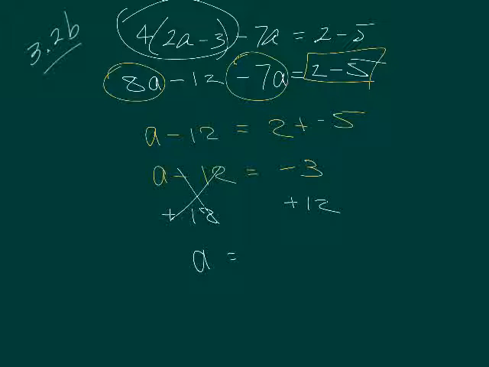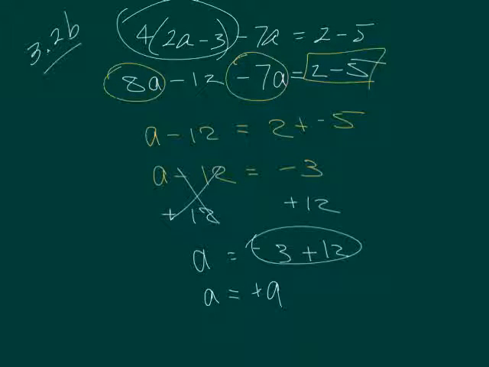And I have a equals negative 3 plus 12. Signs are different, so I take the difference between those two numbers and put the sign of the largest number on my answer. And in this case, it's positive, so a equals 9. And that is it for the lecture on 3.2.